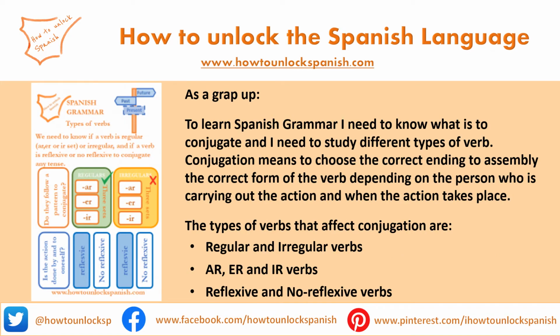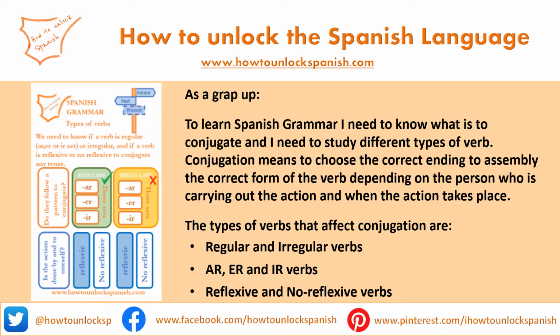So, as a wrap-up, to learn Spanish grammar, I need to know what it is to conjugate and I need to study different types of verbs. Conjugation means to choose the correct ending to assemble the correct form of the verb depending on the person who is carrying out the action and when the action takes place. And there are types of verbs that affect conjugation.